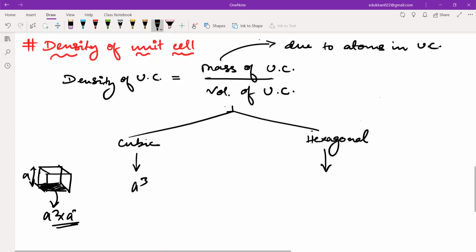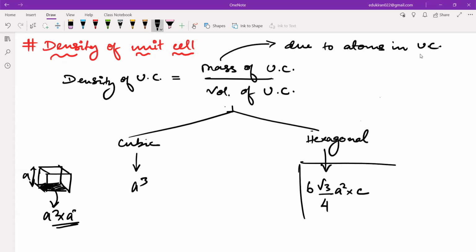Similarly, the hexagon that we have has a hexagonal base, its area is 6 into √3/4 a square, that we have seen in HCP in 2D. That is the area of hexagon. And if I multiply by c, then I will get the volume of the hexagonal unit cell in 3D. Okay, but please remember, this is not in your syllabus.